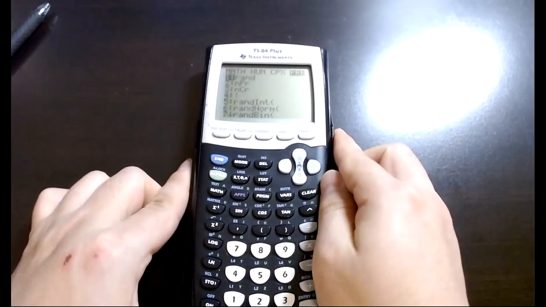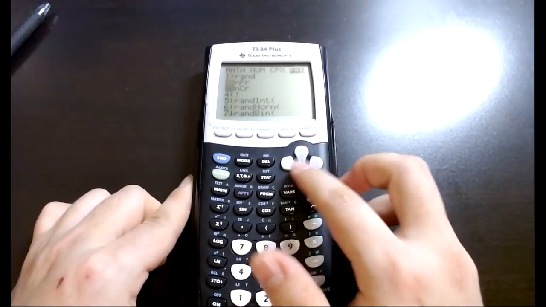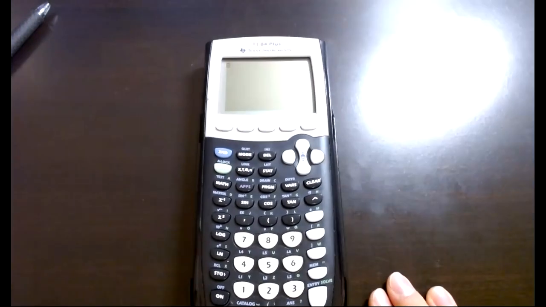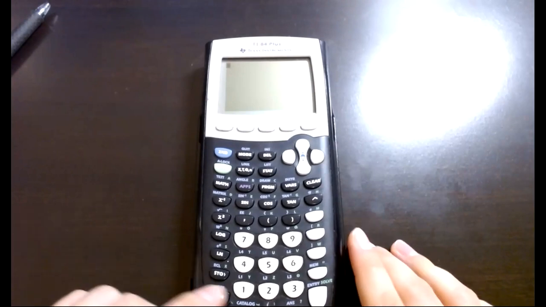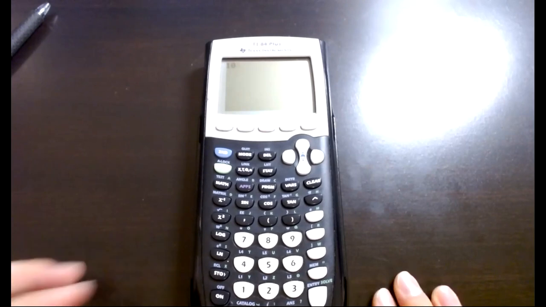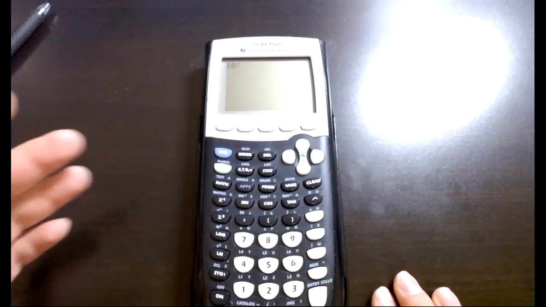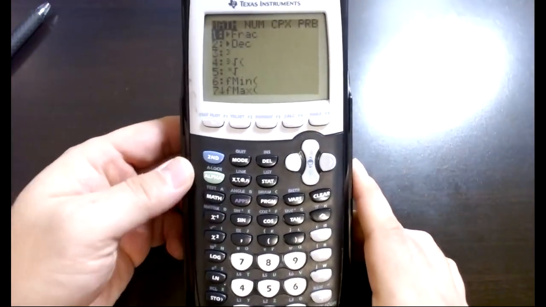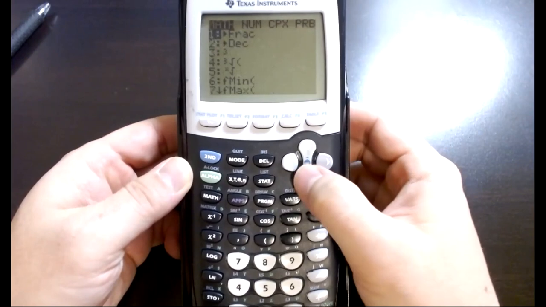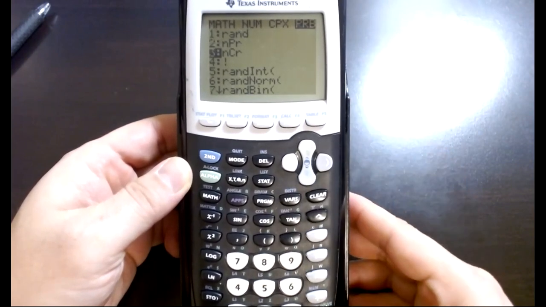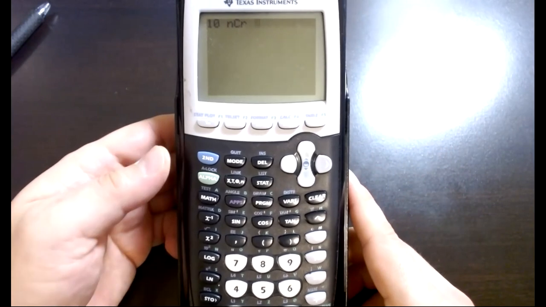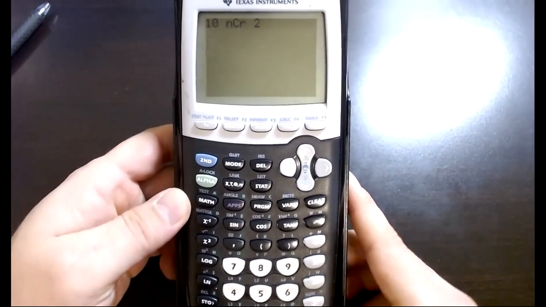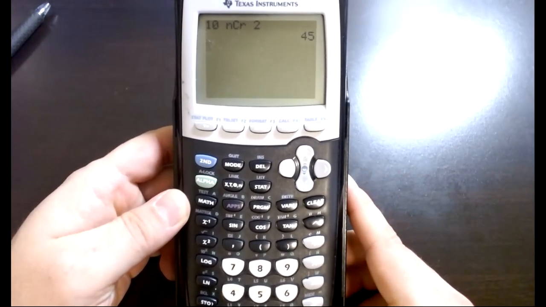Okay, before I enter nCr, let me just get out of here. And so let's figure out 10 choose 2. First you have to enter the n, the total number of items, here the total number of trials, right? And then we go to math, then the probability tab, and here nCr is clear. Select nCr and then enter 2. 2 is r, okay, and then enter. Then you get 45, okay.